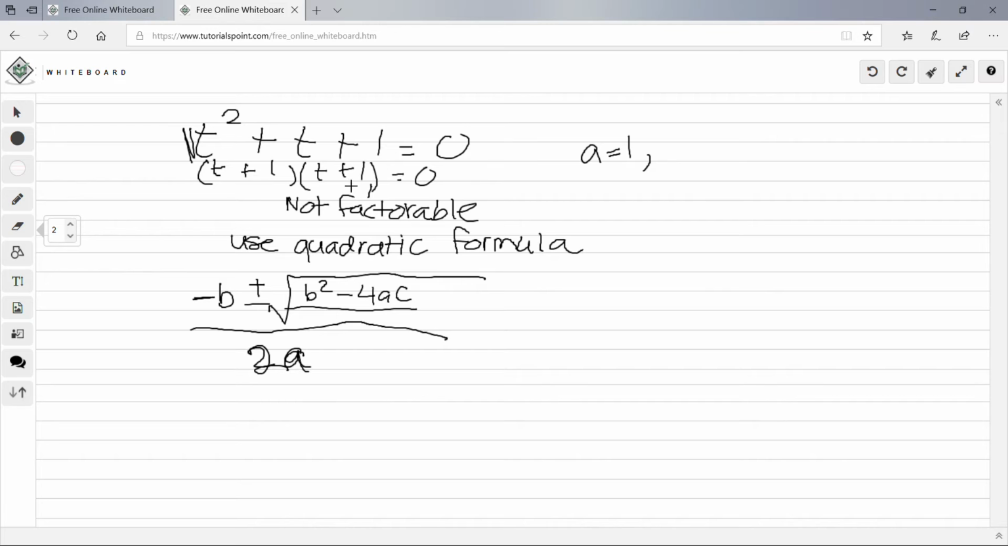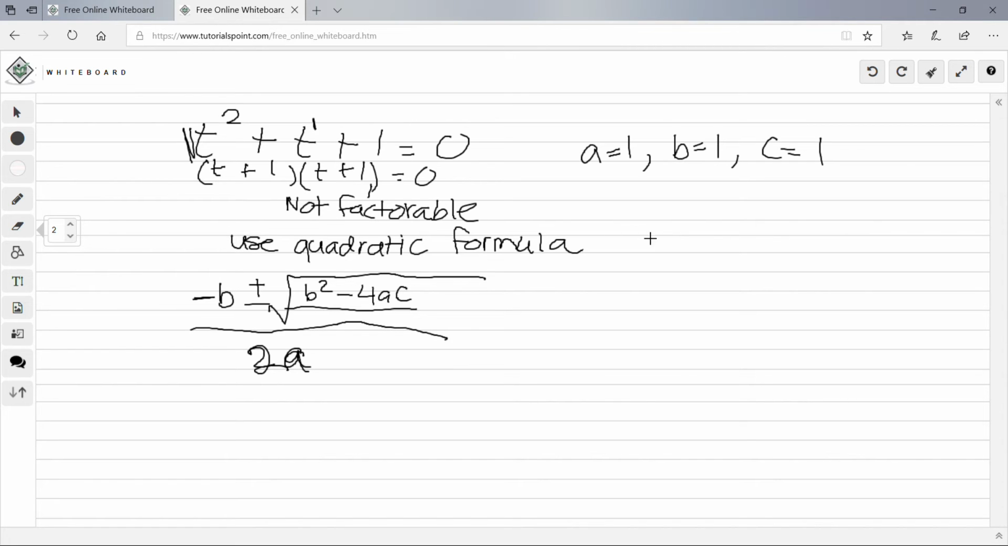Now our b is always the second highest degree, so that is this one, because there's an invisible 1. It's always the coefficient of t. So b is 1 as well. And then c is just the regular number, so our c is just 1. It's not the coefficient, it's just the number. So now we know our a, b, and c. Now we'll just put it back in the equation.